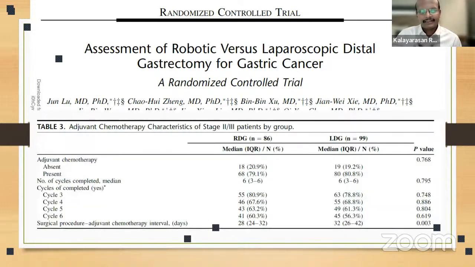And the second advantage which was highlighted is the initiation of adjuvant chemotherapy. In this study, the difference was statistically significant. However, if you see, it was 4 days between the robotic and laparoscopy. So clinically, how much it's going to make an impact on the outcome is doubtful. But however, this is what was reported in that study.